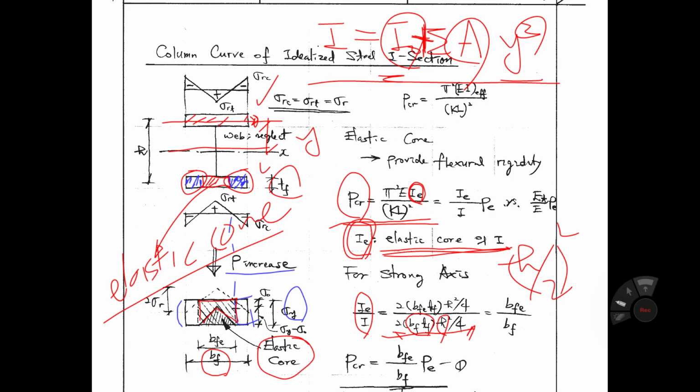And then IE, that means the moment of inertia of the elastic core. So the elastic core is this red part, right? Then BFE. Area is BFE TF, identical. And then h square over 4. The distance is identical. So like that. So if we cancel out these things, the remaining one is BFE over BF. So PCR can be written again as BFE over BF times PE, that is the buckling load of the inelastic column equation.